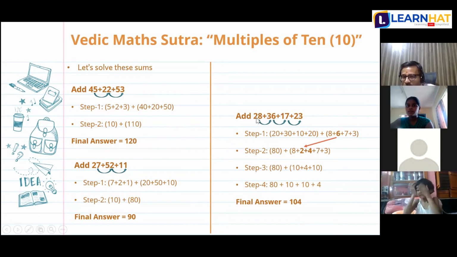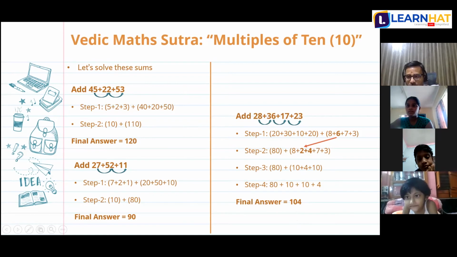So what are the remaining tens? 8 already we put it in the ones place, so remaining is 20. 6 we have put in the ones place, remaining is 30. We have taken 7 here, so remaining is 10. The last number 23, we have written 3 in the ones, the remaining is 20.